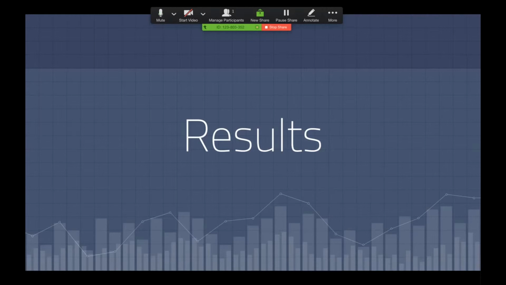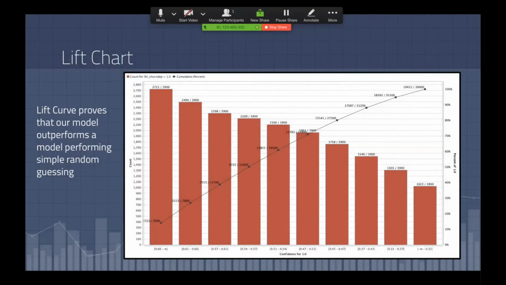Now on to the results of our model. In this data set, 19,415 of the 39,000 customers are in our target group of churners. This data is split into 10 groups of approximately similar sizes. The range of values on the x-axis tells us how confident we are in predicting each group of churners, which decreases as we move towards the right side of the chart.